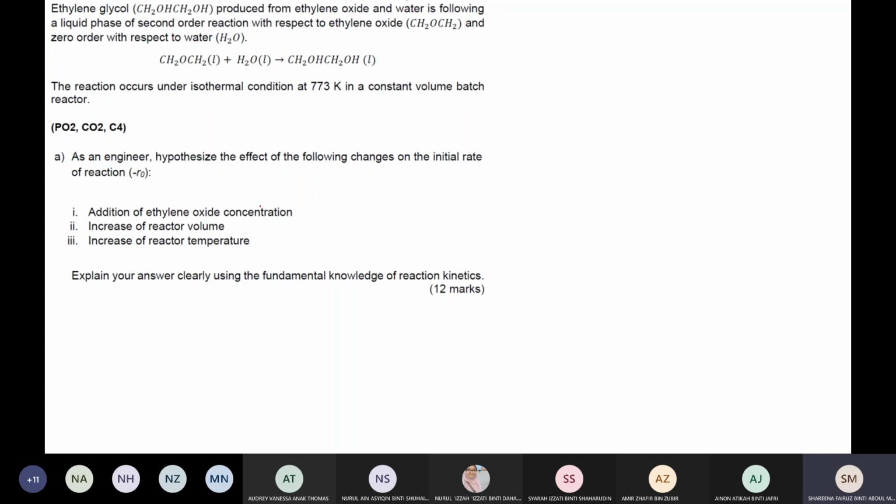It means that you not only say that it will either increase or decrease, but you need to have some explanation. Why that phenomenon occurs. So for example, for number 1, addition of ethylene oxide, and also before that you have to read first. How do I remove this?